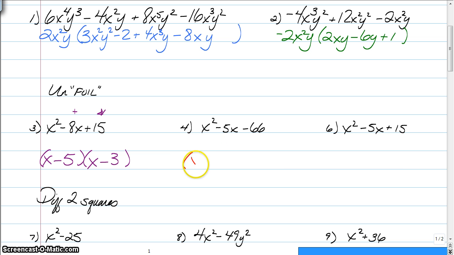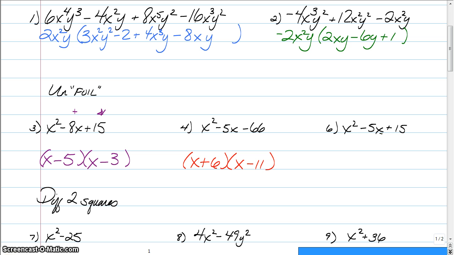So we have x plus 6 and x minus 11 for this one, because 6 times a negative 11 is a negative 66, but negative 11 plus 6 is a negative 5, so we're good on that one. Number 6, well, we need to multiply to 15 but add to a negative 5, and you might have been sitting here for a little while trying to figure that out.